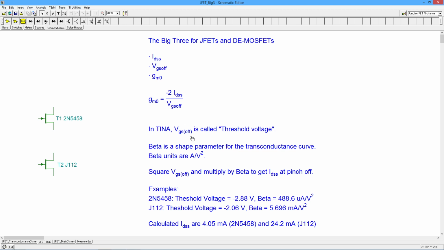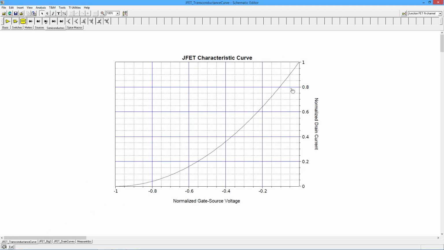So, for example, in Tina, VGS off is called the threshold voltage. That's sort of an obvious name. But if you look through the list, you will not find something called IDSS. You will, however, find something called beta, which is not to be confused with the beta of a bipolar transistor. Same name, entirely different thing. This is basically a parameter that describes how steep the transconductance curve is. In other words, I have this normalized curve, but if this was a specific current over here, like a couple of milliamps, let's say, and I have a certain voltage for VGS off, I have another transistor, maybe it has the same VGS off, but its current is a half or a quarter.